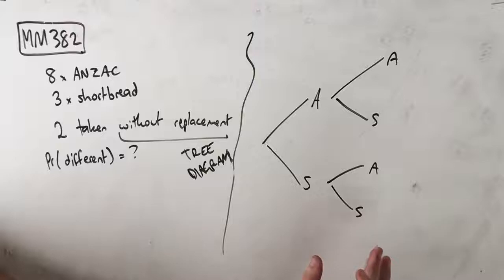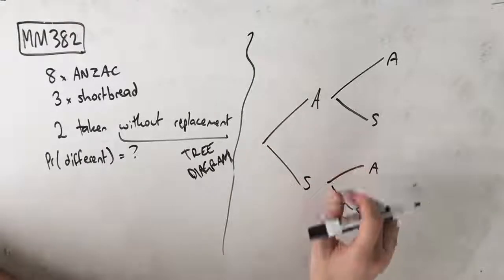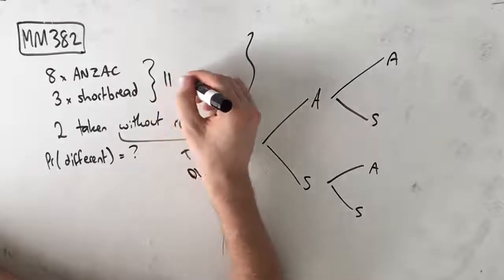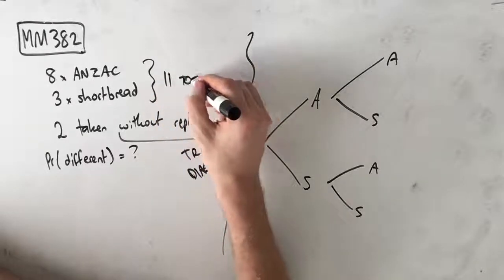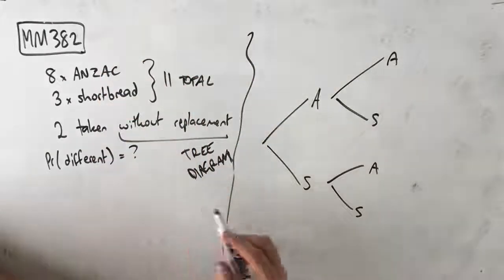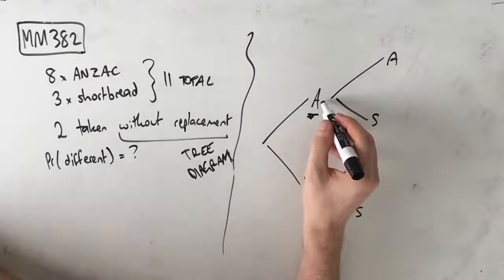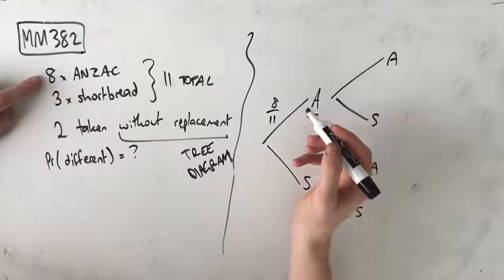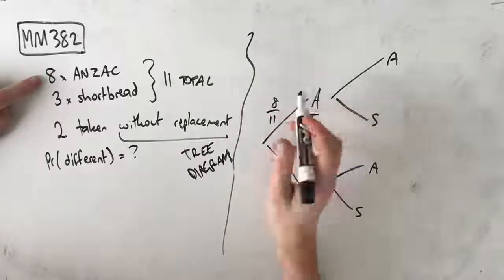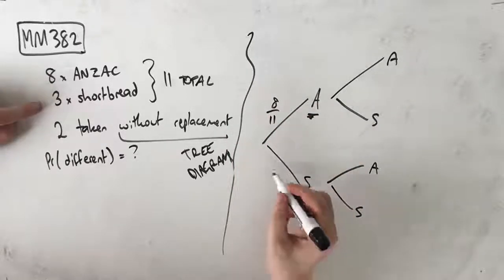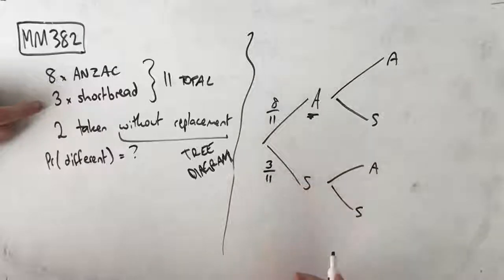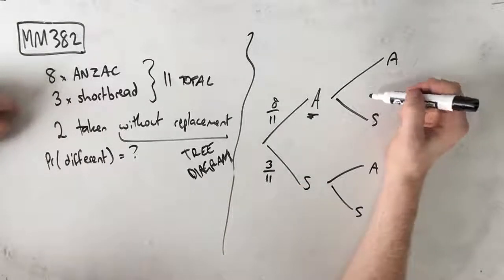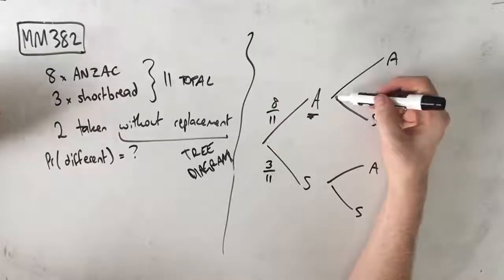So now we just need to come up with all the different probabilities of picking each one of these, okay? To begin with, we've got 11 total biscuits, right? We've got 8 Anzac and 3 shortbread. So the probability of picking out an Anzac first is 8 out of 11, because we've got 8 Anzacs and 11 total. The probability of picking out a shortbread first is 3 over 11, because we have 3 shortbread and 11 total. Pretty straightforward. Now, this is where it gets a little bit trickier.